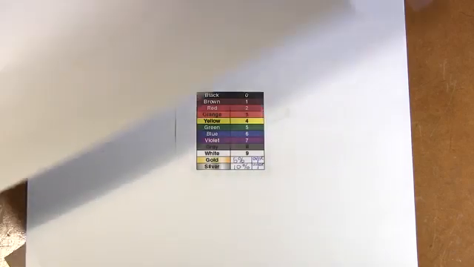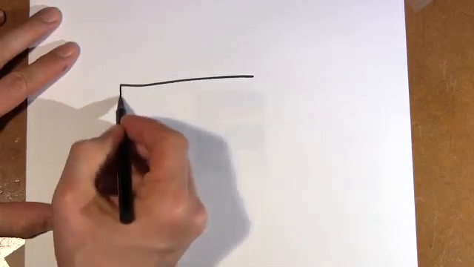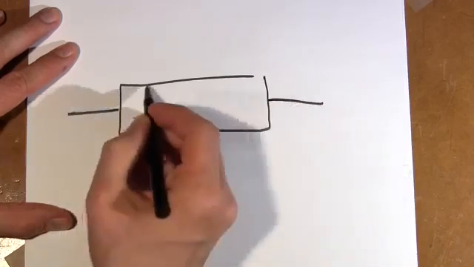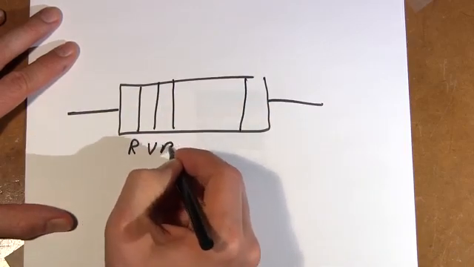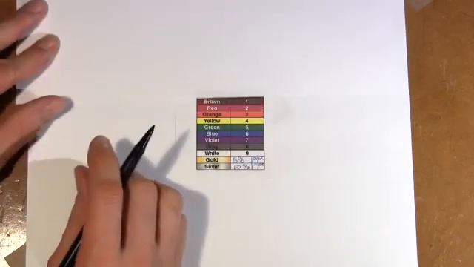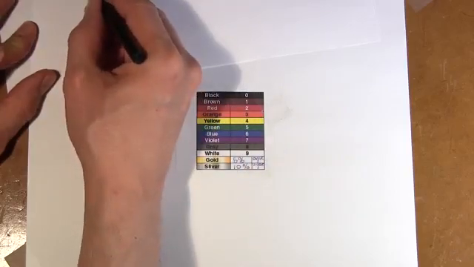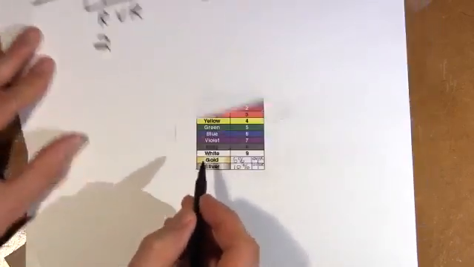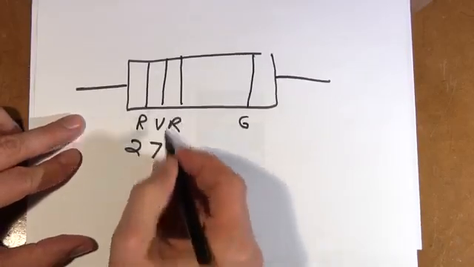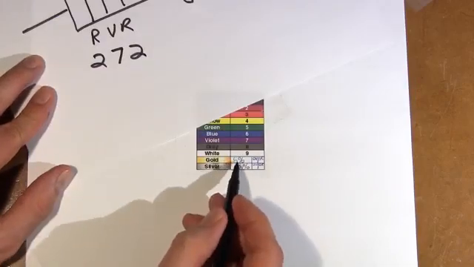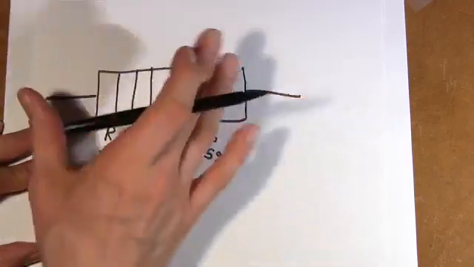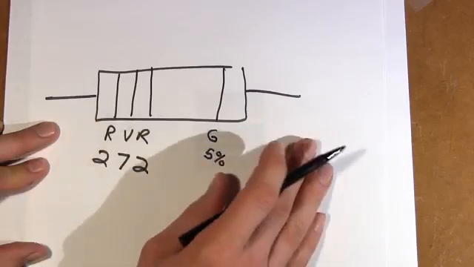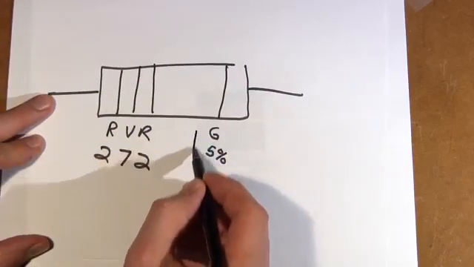So I'll just grab a piece of paper here and a pen. That resistor that we just looked at was red, violet, red, and gold. If we look at the color codes for this, we see red is 2. So I'll write 2 here. Violet is 7. Red we know is 2. And gold is 5%. That just means that when you work out the value of this resistor, if you were to measure it, it should be within 5% of what this works out to be. That's all that this is.